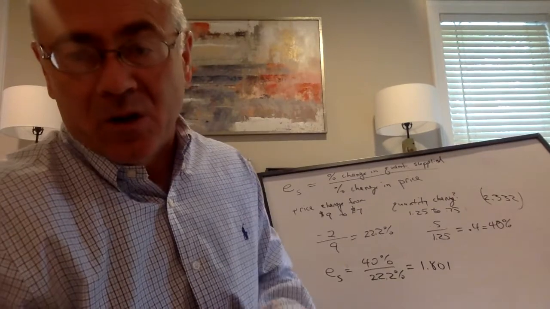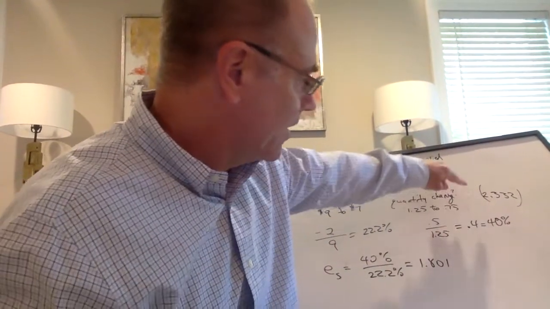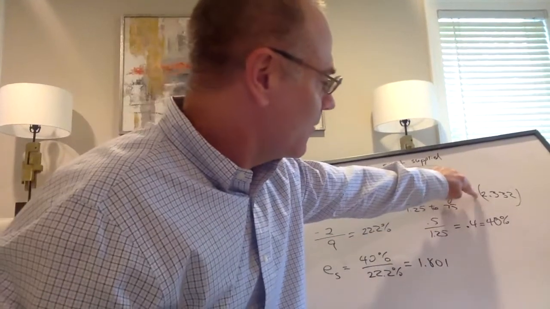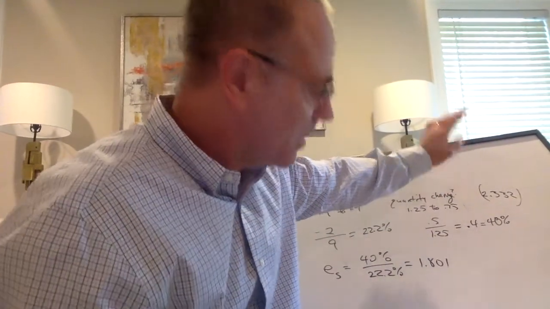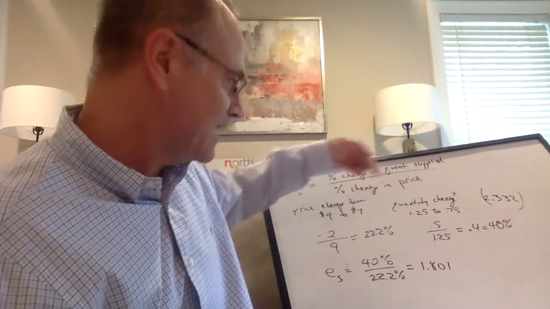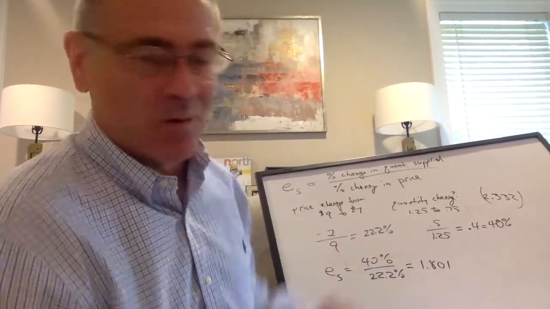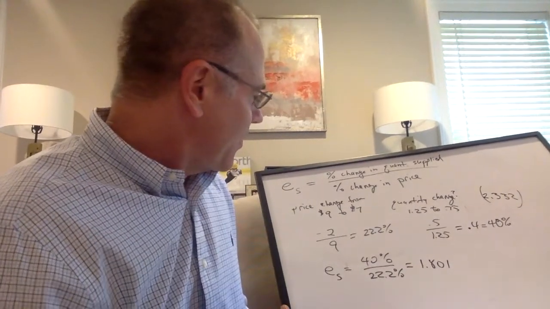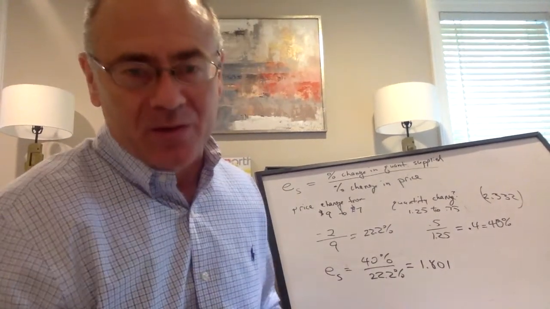Notice we got two different numbers. Before, if we use our base going from 7 to 9, our supply elasticity is 2.33. If we go from 9 to 7, our elasticity is 1.801. That is one of the problems with elasticity.